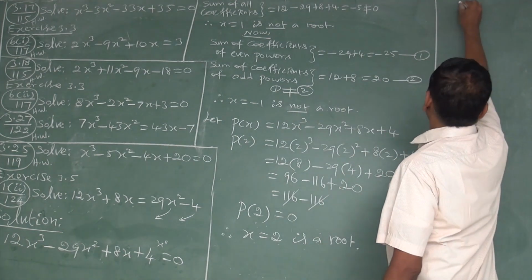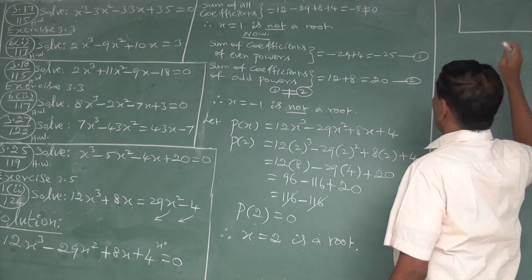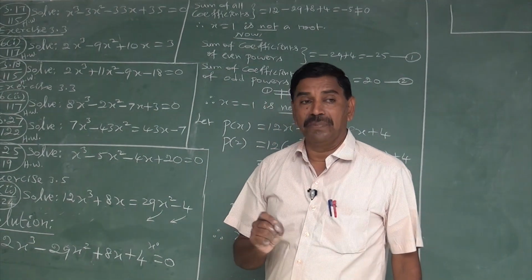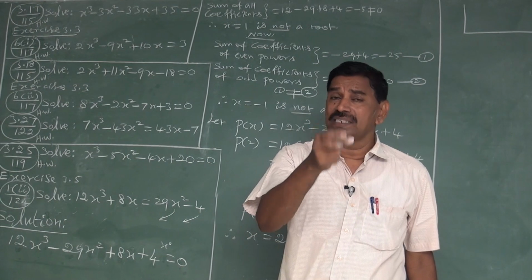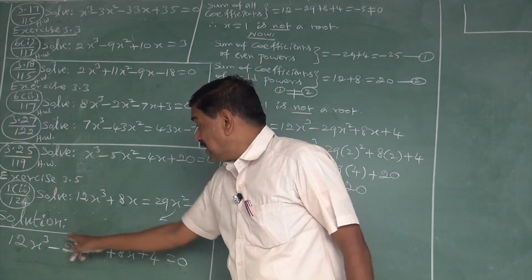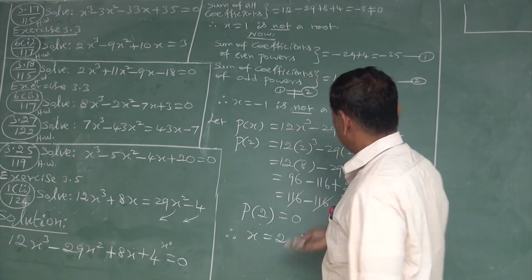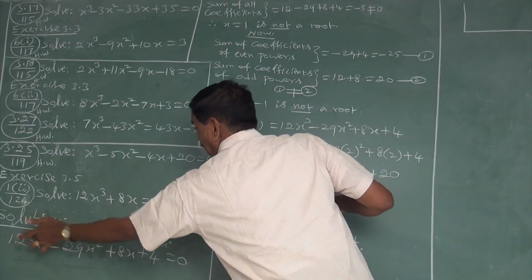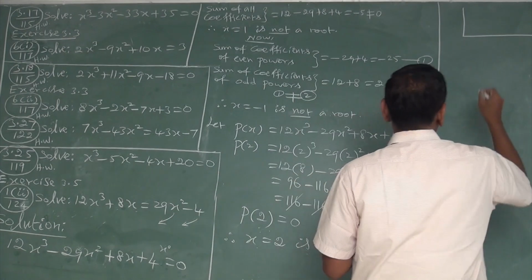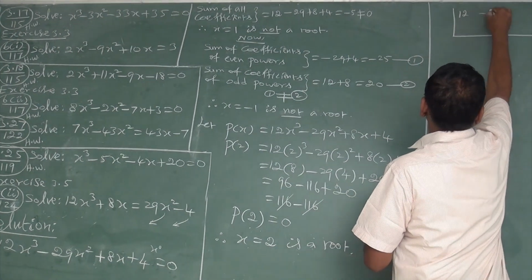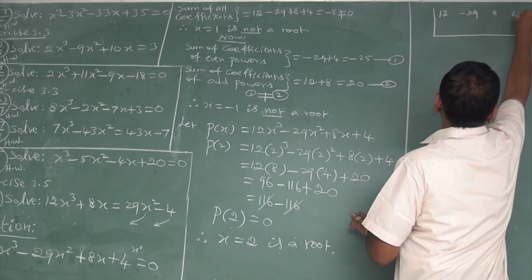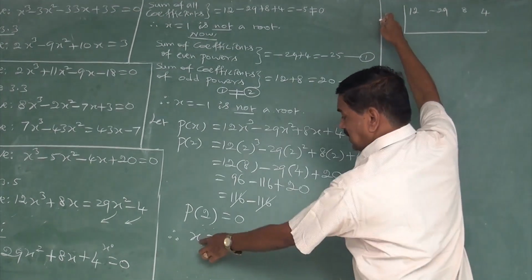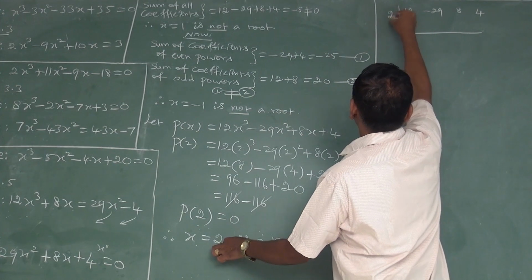Before using synthetic division, verify any absent terms. That is very important. If any term is absent, you want to consider it as 0. Listen, x cube, x square, x, a constant. Here none is absent. So, write in the first row: 12, minus 29, 8, 4. What is the side number, please? Very good, 2, because x equal to 2 is a root.